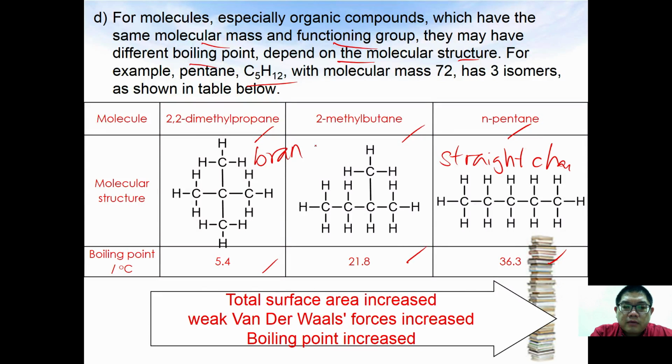So we say that total surface area increases. In other words, a straight chain molecule has a greater total surface area compared to a branched chain molecule. So the greater the total surface area, the greater the weak van der Waals forces, and the higher the boiling point of the molecule.